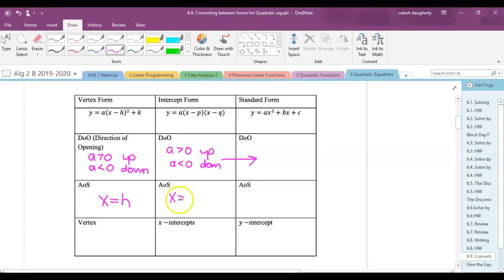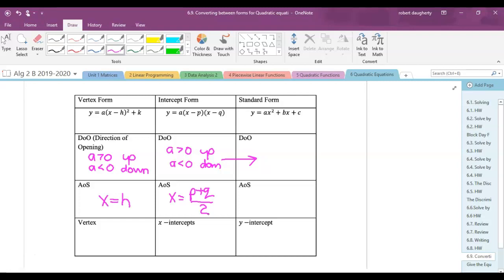How did we find it over here in the intercept form? Yeah, x equals (p plus q) divided by 2. If you've got your two x-intercepts, the axis of symmetry is where geometrically? In the middle. Another word for in the middle is the average. How do you average two numbers? You add them up and divide by 2. That's all I did here, okay?